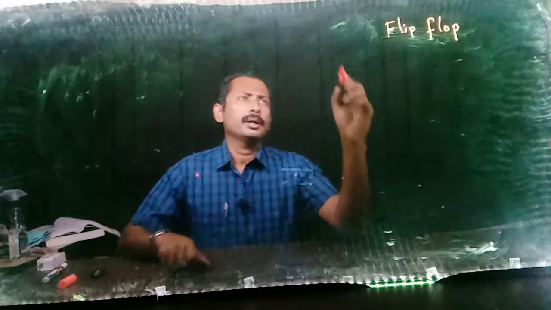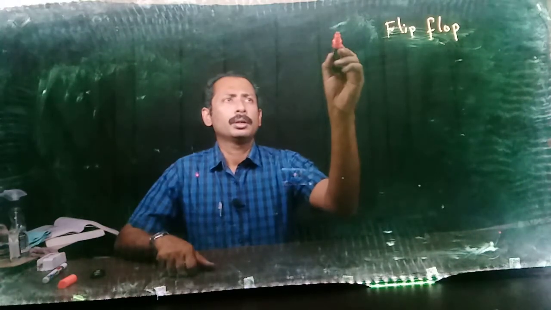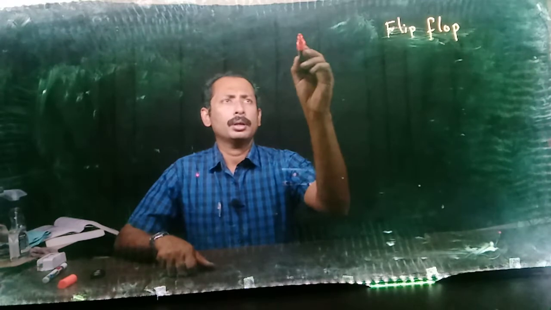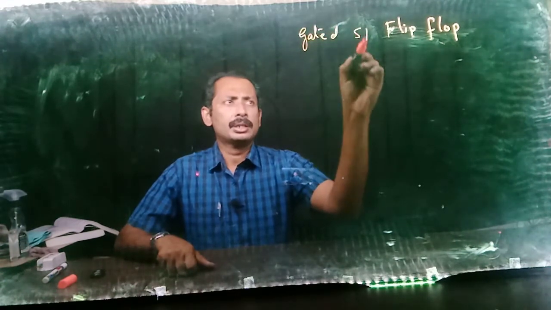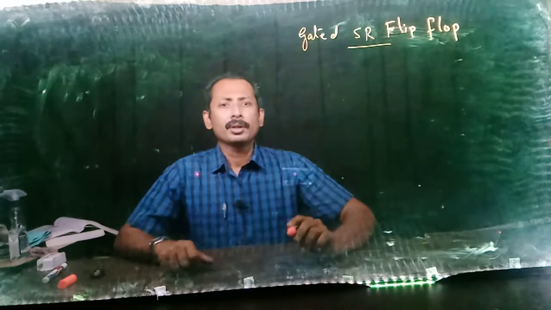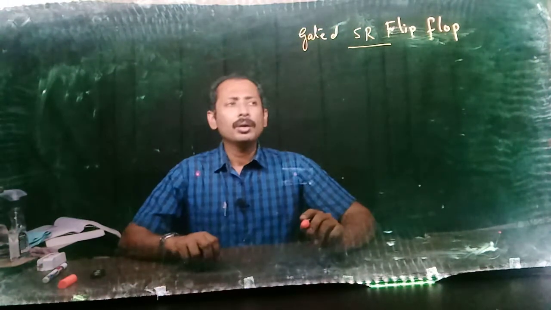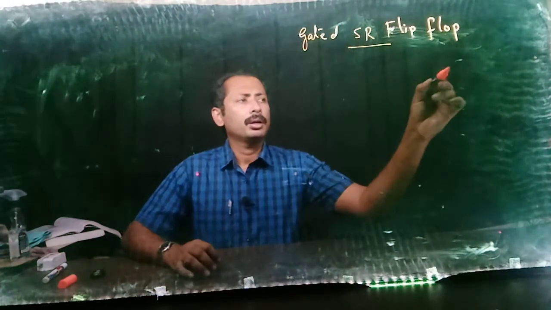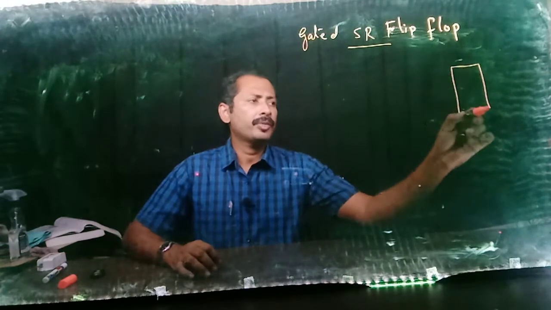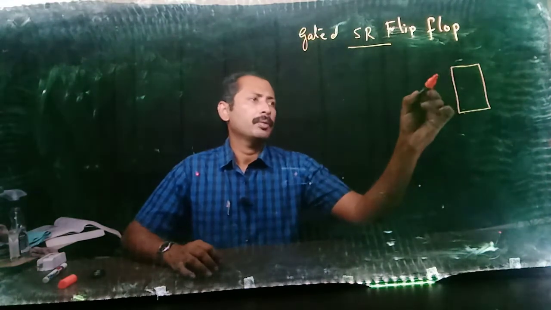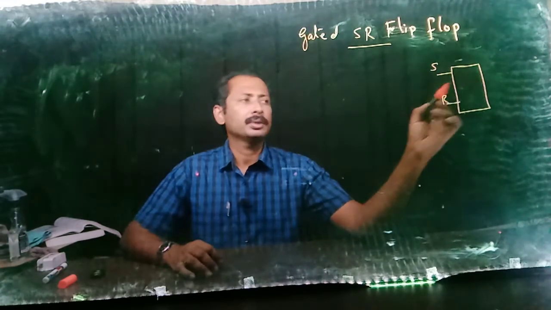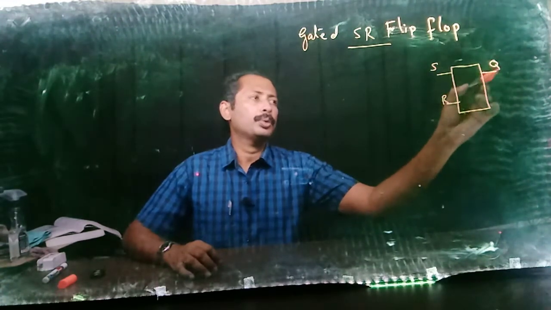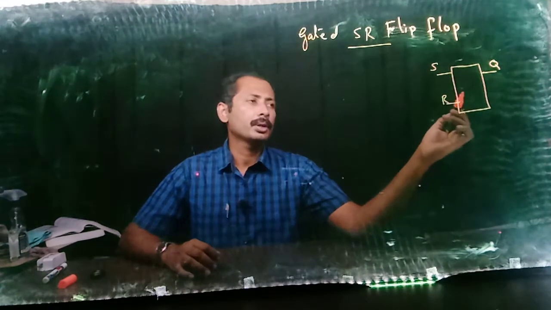Okay, now we will see a gated SR flip-flop. If this is an SR flip-flop, we have two inputs S and R, and we have outputs Q and Q bar.